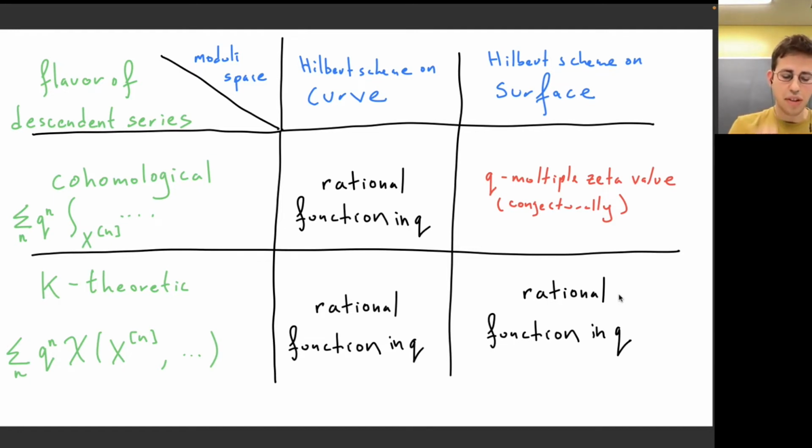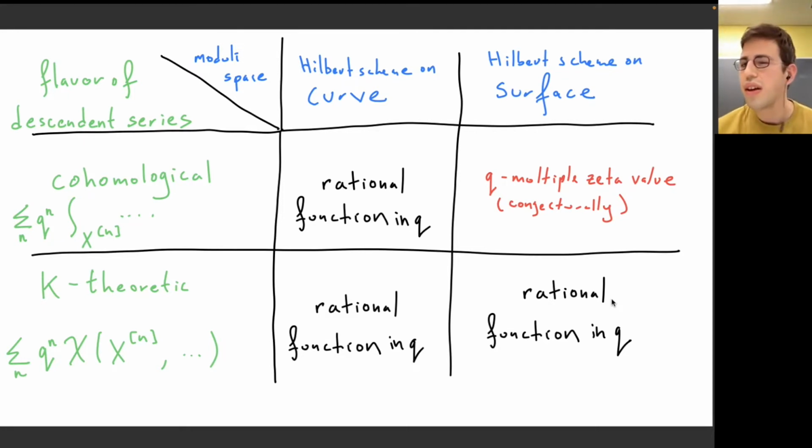Something about this Todd class in the K-theoretic series, about combining these series in a particular way, produces a rational function. And I still don't quite understand. It would be good to have some kind of conceptual reason for this divergence in behavior.